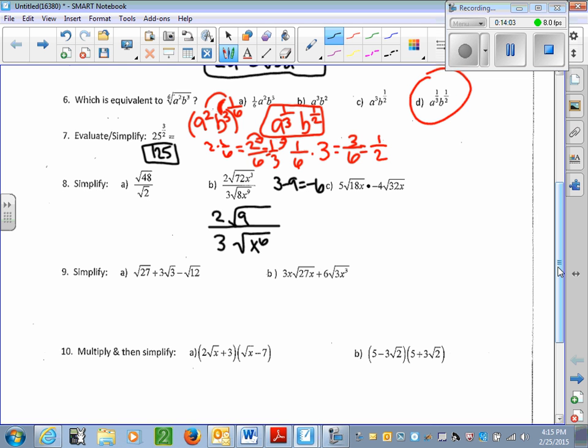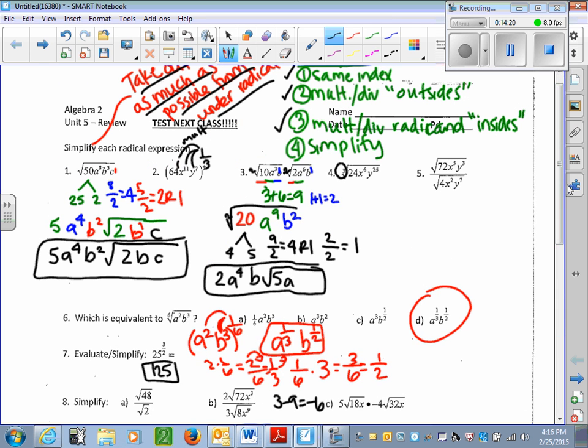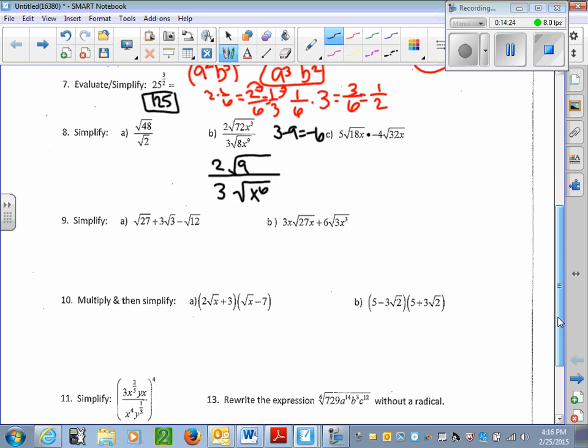Okay, and then I need to see if I can simplify either of my radicals further. Because remember, step 4 up here, the last step right here, is simplify. Okay, so let's see if we can simplify. Let's start with our numerator. So square root of 9, yep, sure enough, square root of 9 becomes 3. So I have 2 times 3 in my numerator.